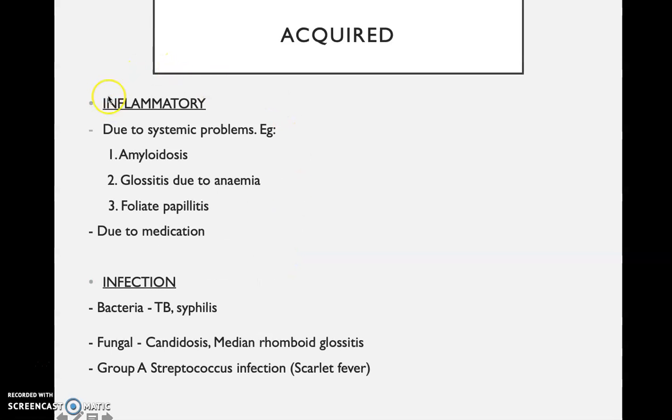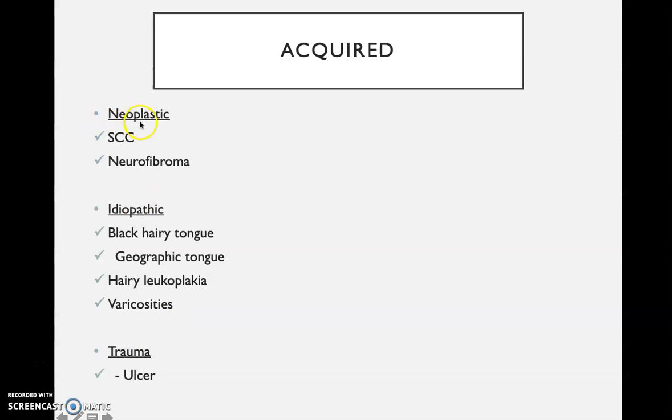For acquired inflammatory, for example, if it's due to a systemic problem, you might have tongue problems due to amyloidosis, anemia, and foliate papillitis, or because of medication, which is very common. If it's because of infection, these are the common infections that can cause lesions of the tongue. If it's neoplastic, then it might be any kind of tumor, benign or malignant. The most common one is squamous cell carcinoma. Idiopathic: you have black hairy tongue, geographic tongue, hairy leukoplakia, and varicosity.